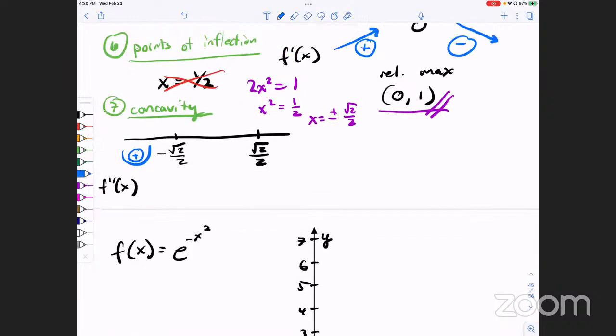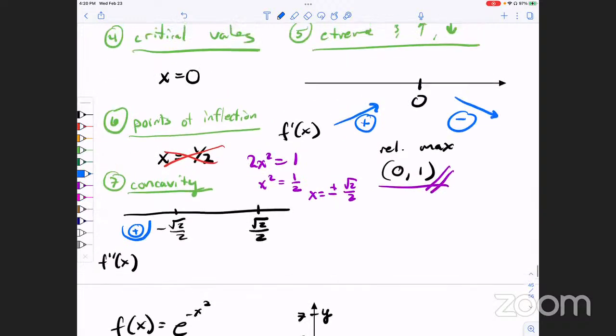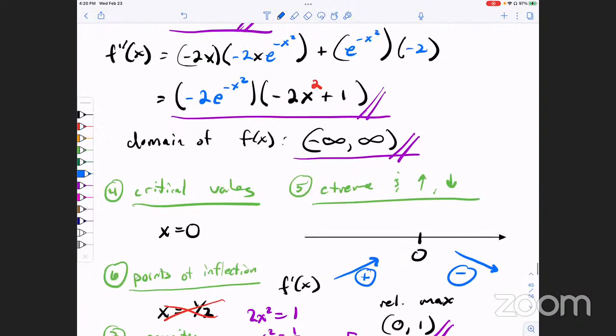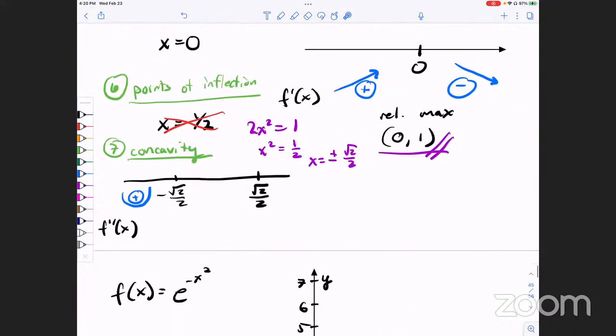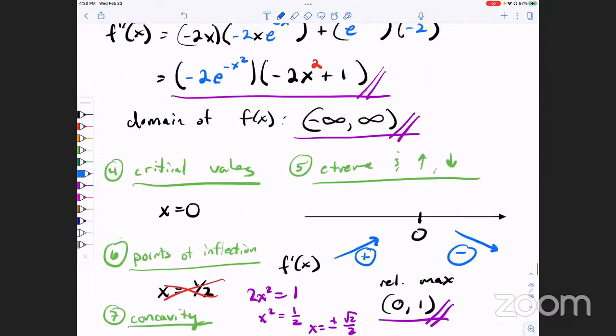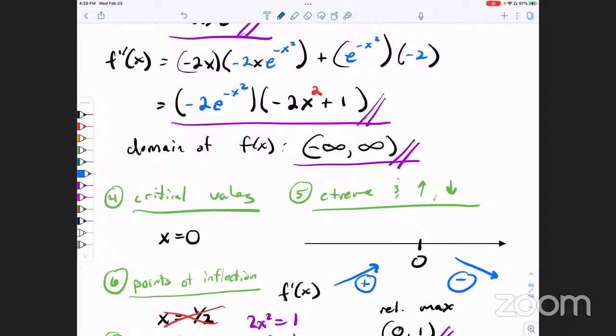If we choose a number between negative root 2 over 2 and positive root 2 over 2, we choose 0. If we plug in 0, this term is negative, all right? And this is positive. So negative times a positive is negative. So then we have a negative in here and it's concave down. And then to the right, if we choose 1, same kind of thing, right? This is positive, so that means this term is negative.